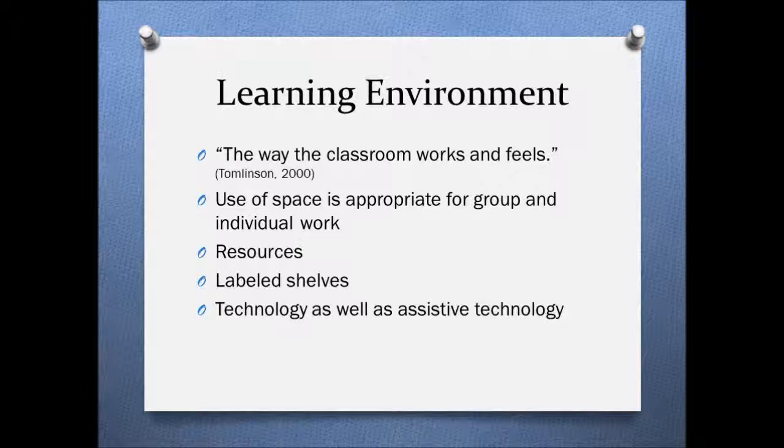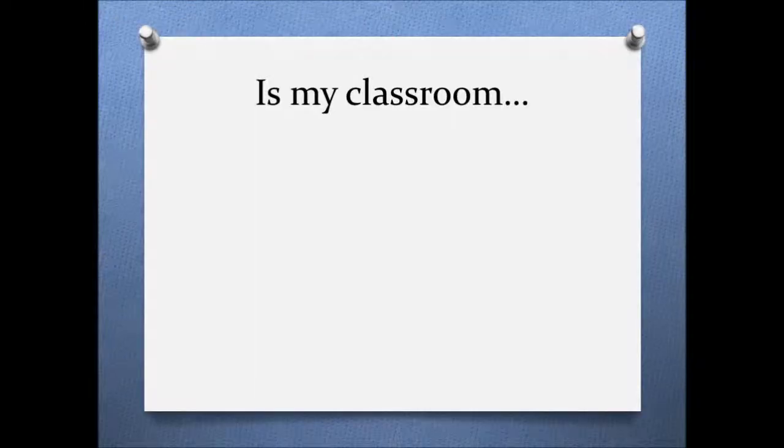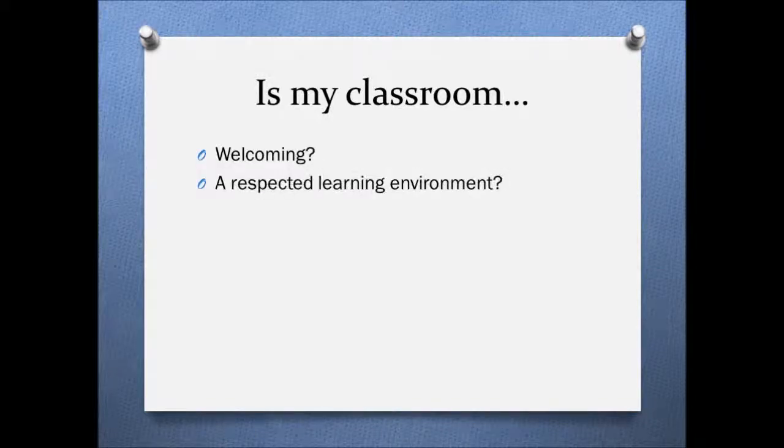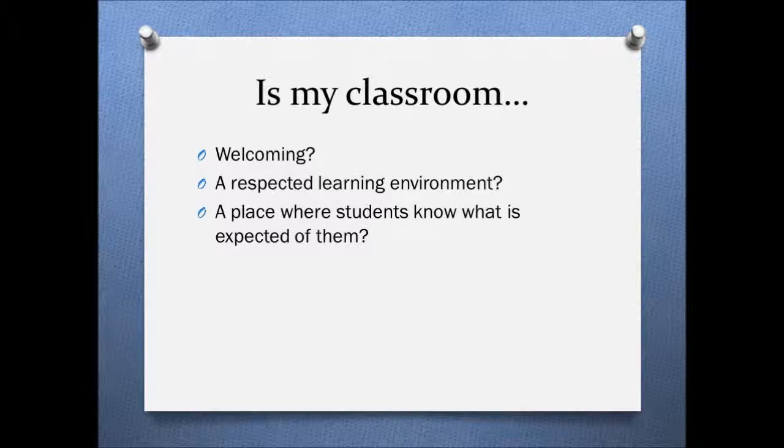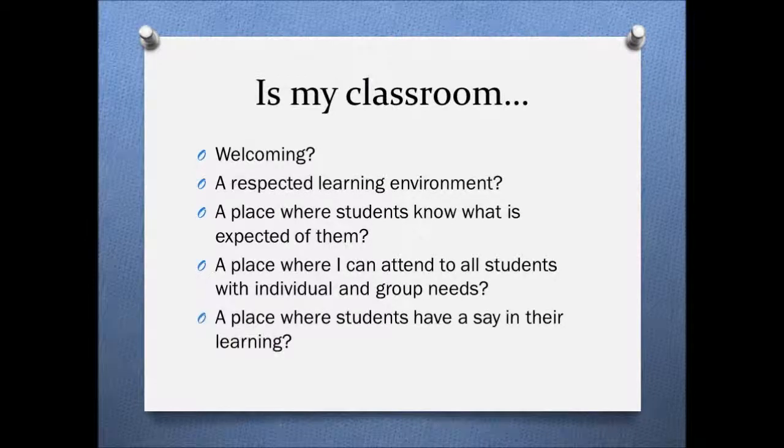The last classroom element is the learning environment, or the way the classroom works. Some things to consider are the way the classroom feels, use of space, resources, and labeled shelves. There's also technology as well as assistive technology. A question to ask is: is my classroom welcoming, respected, a place where students know what is expected, a place where I can attend to all students and group needs, a place where students have a say in their learning?